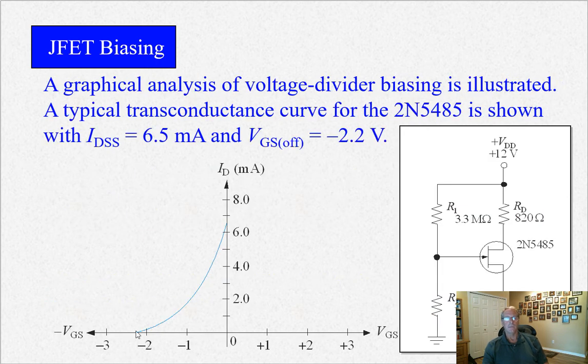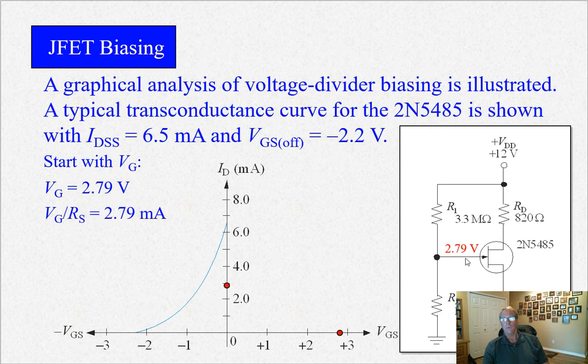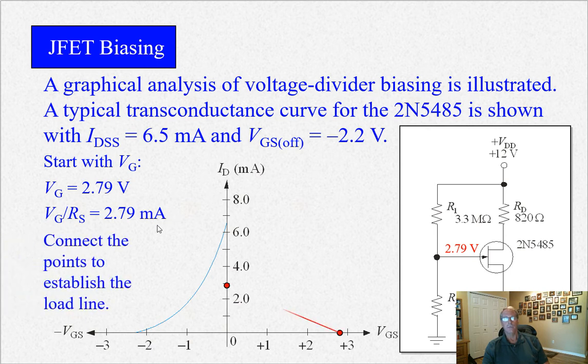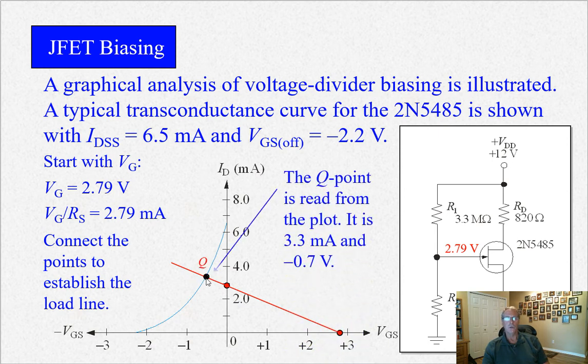Okay, so here's some graphical analysis of voltage divider bias. So we determine what the voltage is right here at the gate. You can just do a simple voltage divider calculation here, which would be 1 megohm divided by 4.3 megohms times 12 volts. If you do that calculation, you end up with 2.79 volts. So 2.79 volts here, and divide that by RS, you get 2.79 milliamps. You can draw a line here, 2.79 volts, 2.79 milliamps. Draw a line through that, and you end up with a Q point right there, which is 3.3 milliamps and 0.7 volts.